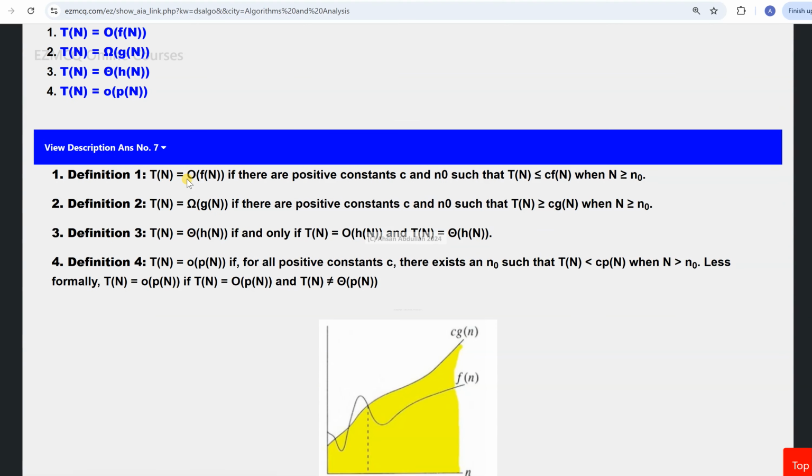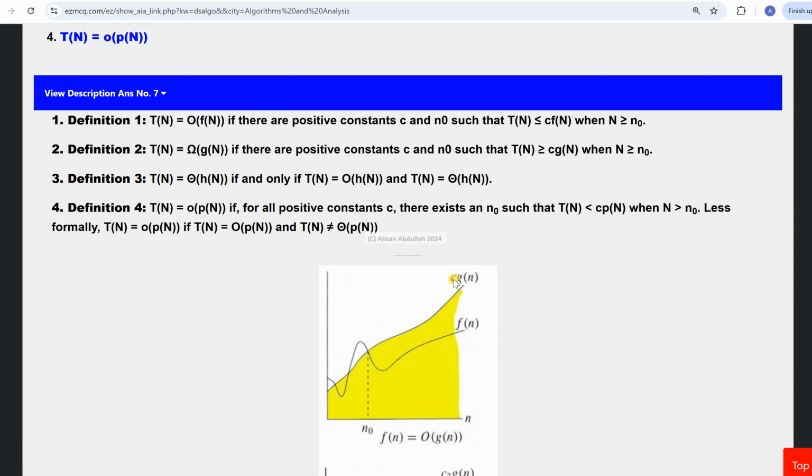So we say T of n is order f of n if there are positive constants c and n naught. So this is the c, representing the slope, and n naught is the value after which T of n will always be less than or equal to c times f of n. So after this, f of n is always less than or equal to c g of n. So we say that f of n is order g of n. So this is the upper bound. Okay, and this is the n naught after which forever f of n will be less than g of n. We don't say f of n is less, we say f of n is order g of n as per this definition.